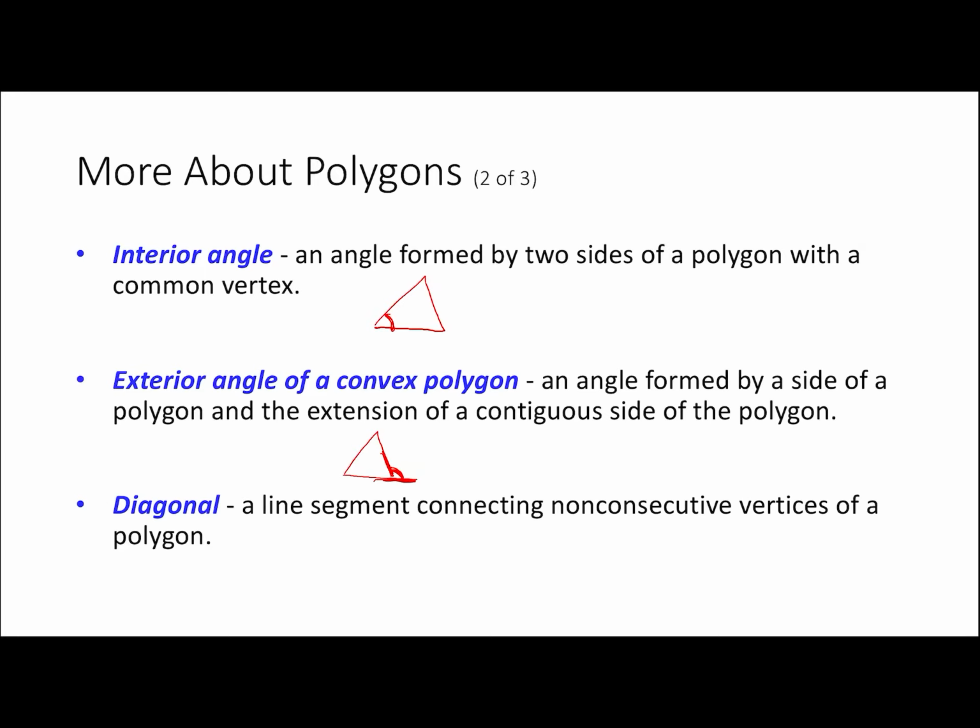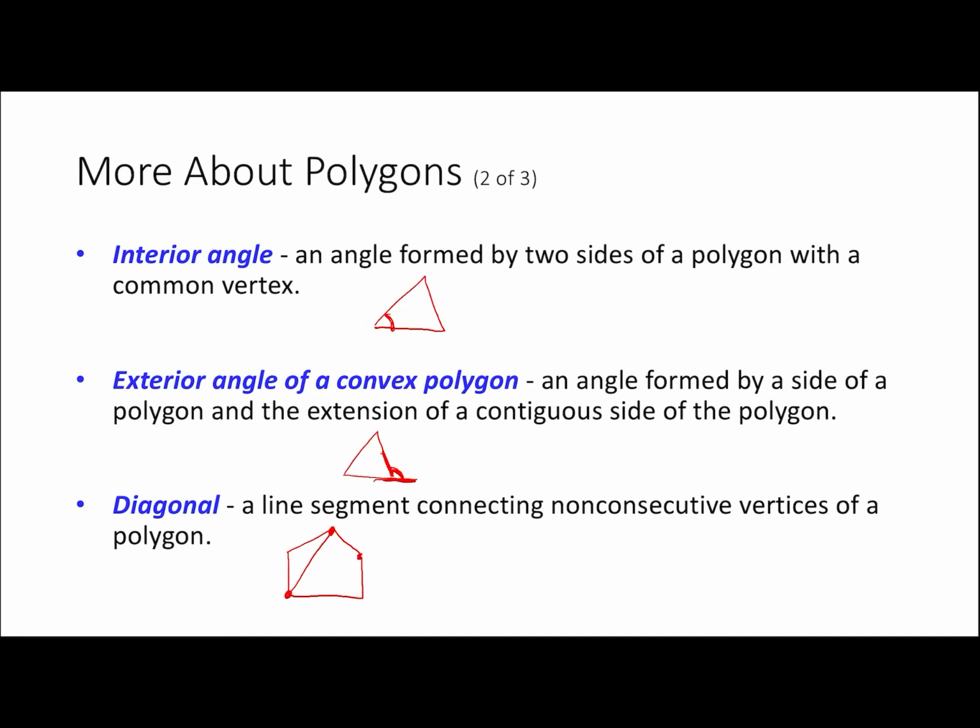And then our next one is a diagonal. You probably know in your mind what a diagonal is, but a diagonal is a line segment connecting any points of the polygon that are not consecutive. So for example, if I were to give you a pentagon shape, there's 5 sides. If I were to connect this point and this point, the line segment connecting those is considered to be a diagonal.